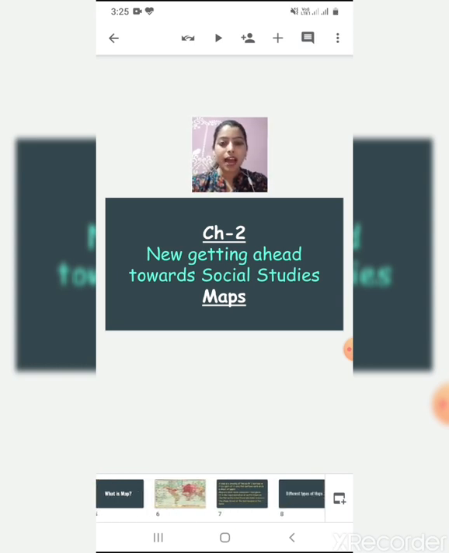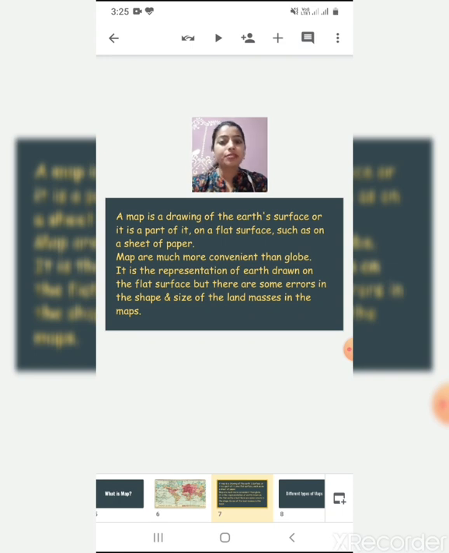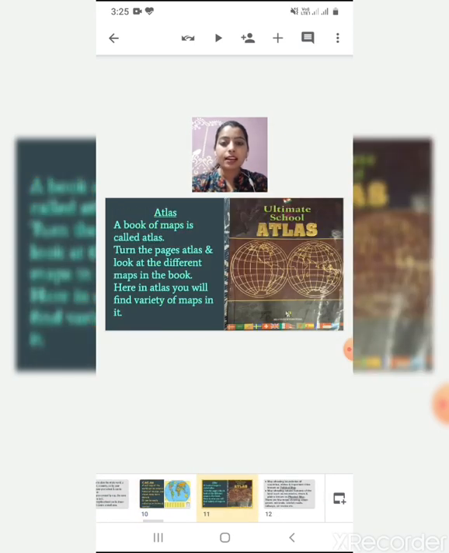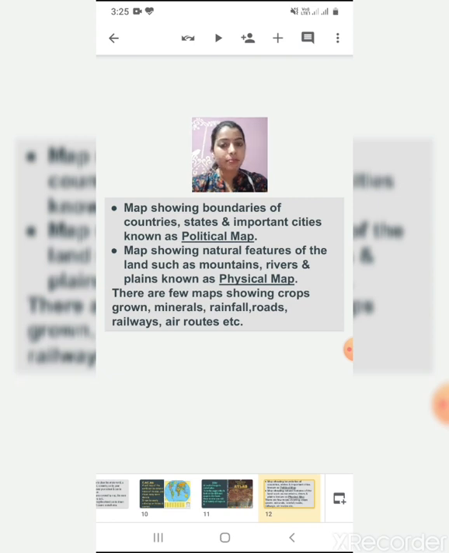So children, what is a map? A map is a representation of earth drawn on a flat surface such as on a sheet of paper. And there are different types of maps. There are physical maps and political maps. A political map shows the boundaries of the countries, states and important cities. But a physical map shows the natural features such as land, mountains, rivers, plains, etc.